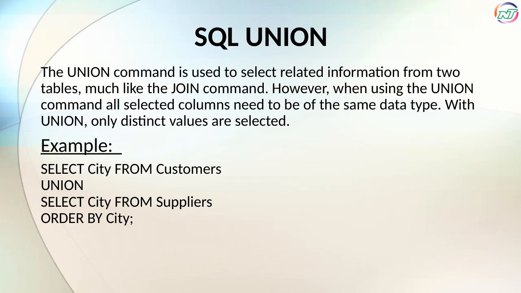The union command allows us to combine results from two different tables by selecting related data, similar to how join works, but with some important differences. When using union, all columns selected from both tables must be of the same data type, and the command automatically removes duplicate rows, showing only distinct values. For example, if we want to get a list of cities from both customers and suppliers tables, we use union to combine those city lists into a single output, and we can even order the results alphabetically. This makes union very useful when you need a unique set of values from different sources without any repetition.